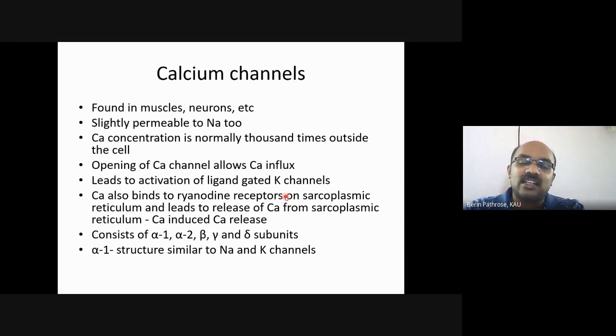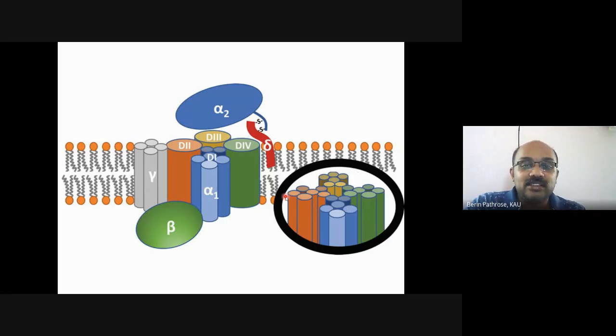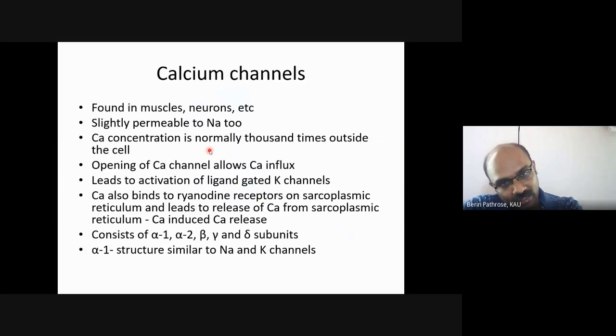And if you see the structure of calcium channels, we have two alpha subunits, one beta, one gamma, and one delta subunit. One alpha subunit's structure is similar to sodium and potassium channels, and I'll show that. See, this is one alpha subunit. You can see domain 1, domain 2, domain 3, and domain 4. This is the second alpha subunit, alpha 2. Then we have the beta subunit, we have gamma, then we have the delta subunit. So the alpha 1 subunit's structure is almost similar to the voltage gated sodium and potassium channel.